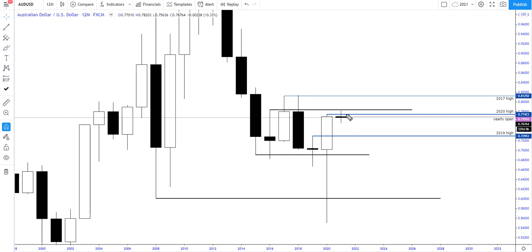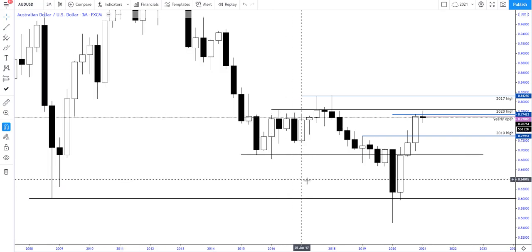So what would I need to see? At least above the yearly open, but most importantly, get back above previous year's high. Once it's done that, that's a deviation done, then the probability increases. So okay, that's that done. Let's go down to the quarterly. Do I have any other levels that stand out to me?